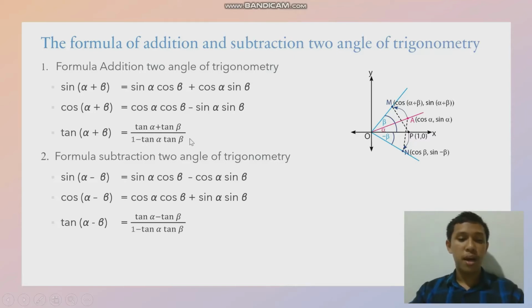Now I will show the formulas for subtraction of angles in trigonometry. sin(alpha minus beta) equals sin alpha cos beta minus cos alpha sin beta. And the subtraction of cos: cos(alpha minus beta) equals cos alpha cos beta plus sin alpha sin beta. And the last, the subtraction of tan: tan(alpha minus beta) equals tan alpha minus tan beta over 1 plus tan alpha tan beta.